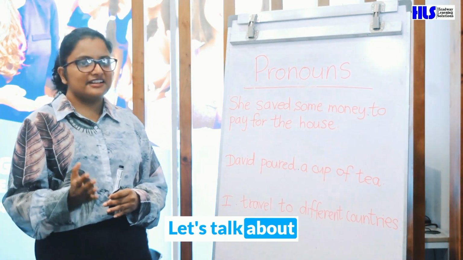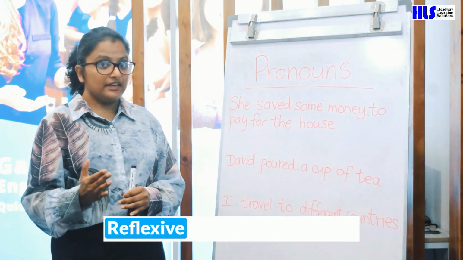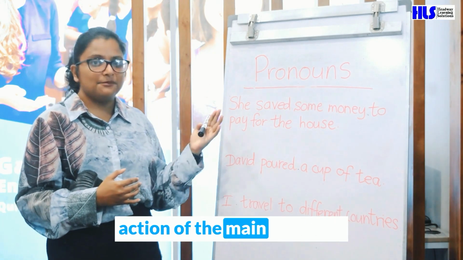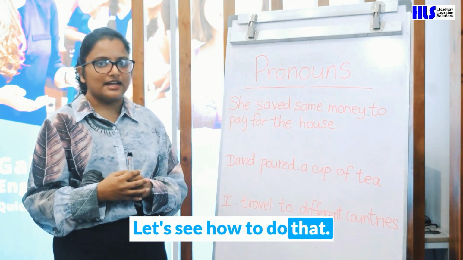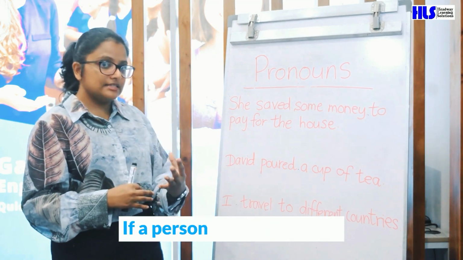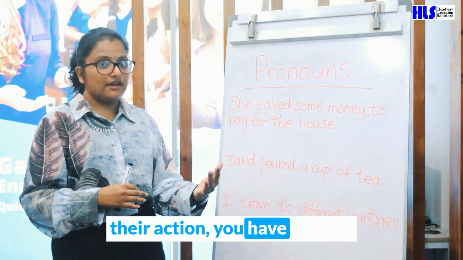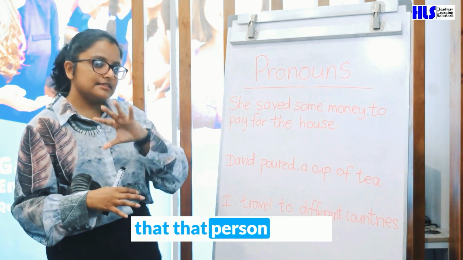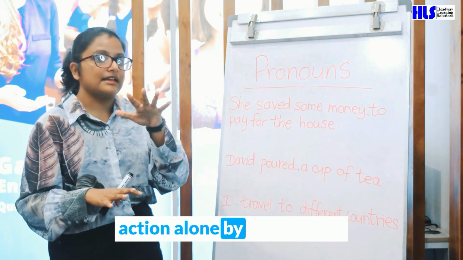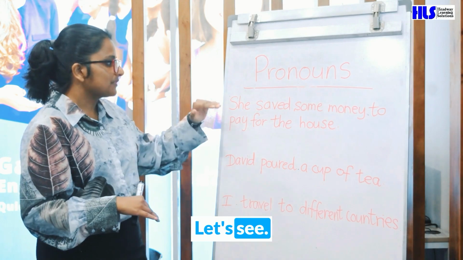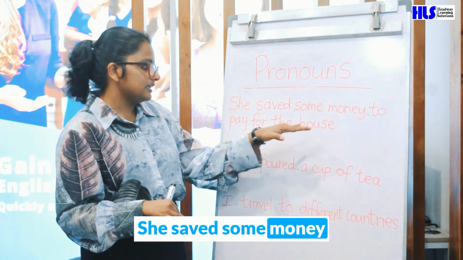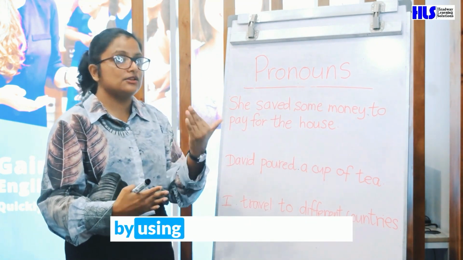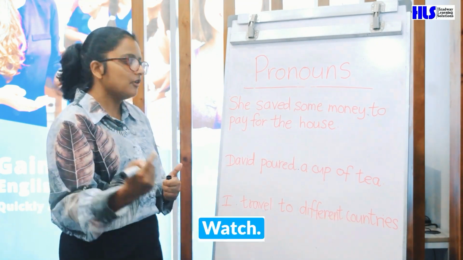Let's talk about reflexive pronouns. Reflexive pronouns reflect the action of the main pronoun. Let's see how to do that. If a person personally does their action, you have to use a reflexive pronoun to emphasize that that person did the action alone by themselves. Let's see. She saved some money to pay for the house. We can improve this sentence by using a reflexive pronoun. Watch.